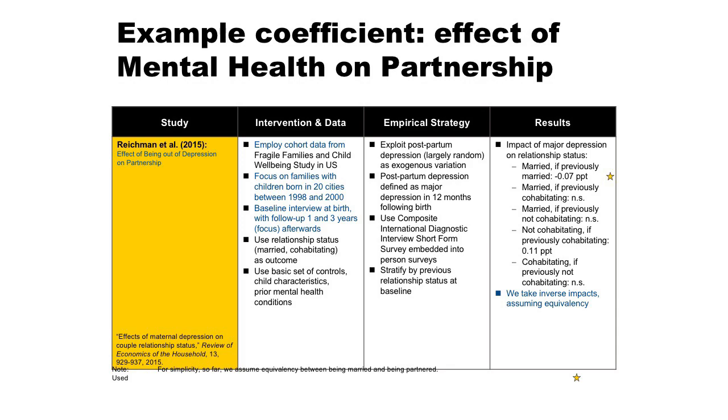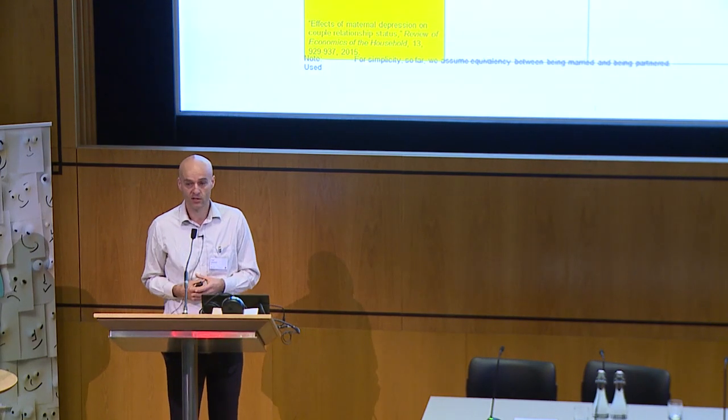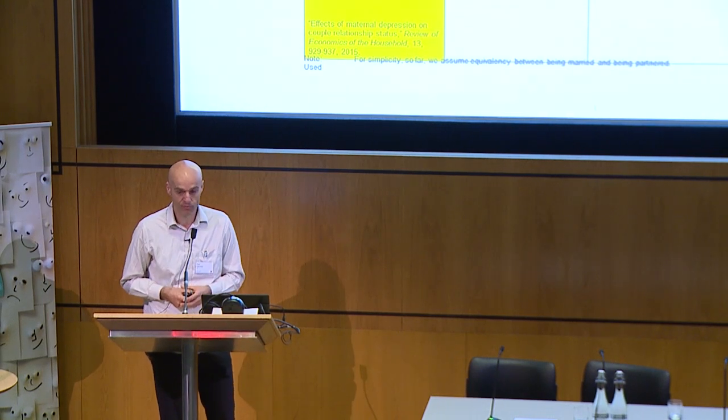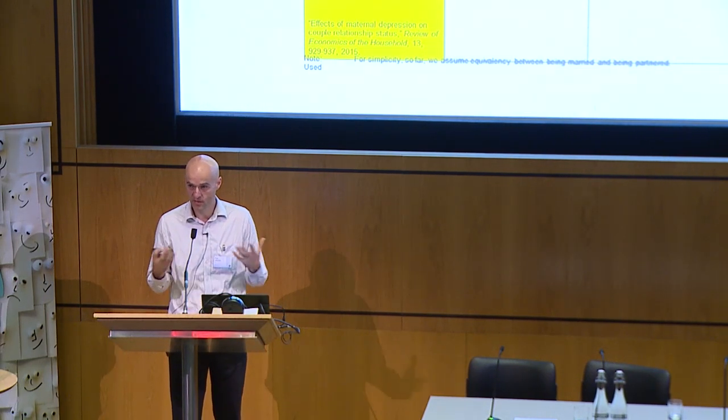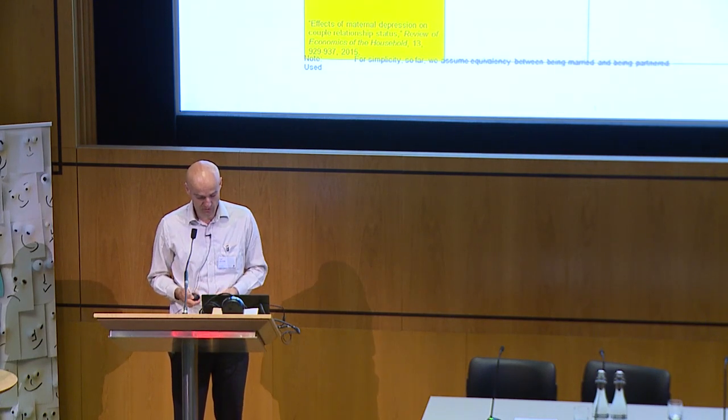And so we basically just lift this coefficient. If you stay out of depression, well, you're 7% less likely to lose your marriage. And you're more likely to become cohabiting in the years following the intervention if your mental health hence improved. So that is an example of how we lift causal relationships from the literature.